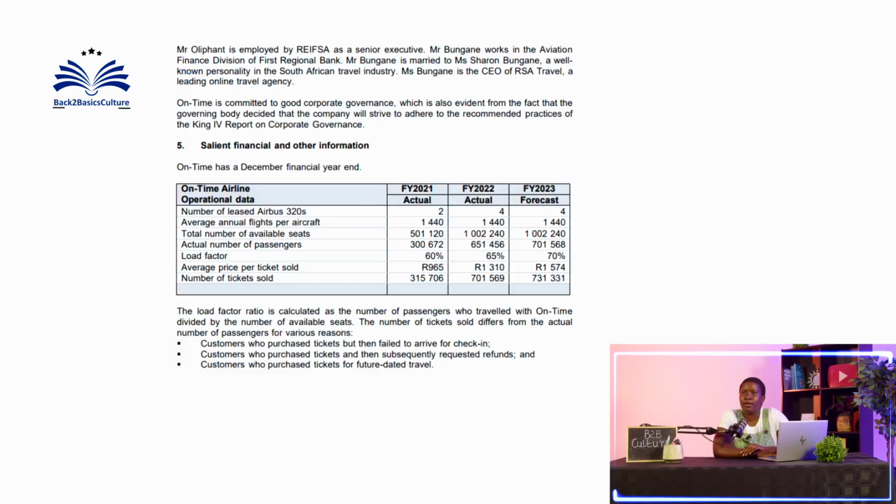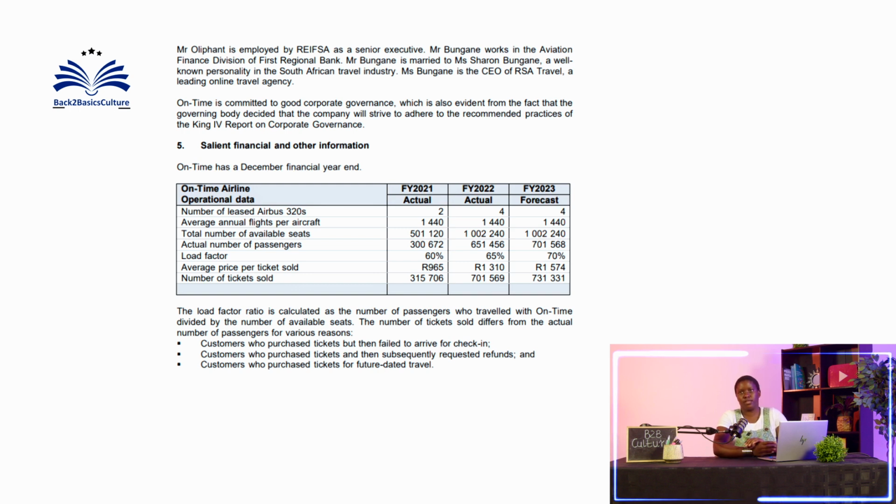So we need to have a very questioning mind as to whether someone can be a non-executive director and are they able to carry out their duties given their other roles and responsibilities. Okay, Mr. Bungane is married to Ms. Sharon Bungane, a well-known personality in the South African travel industry. Okay, Ms. Bungane is the CEO of RSA Travel, a leading online travel agency.